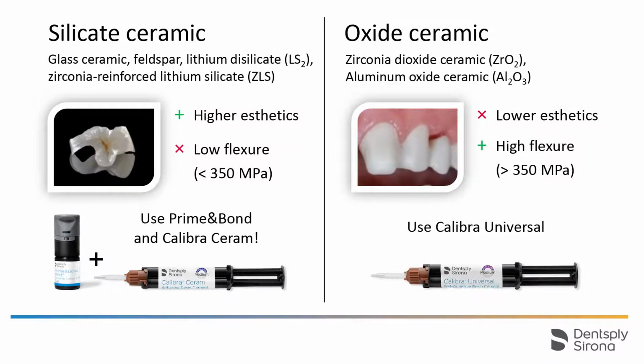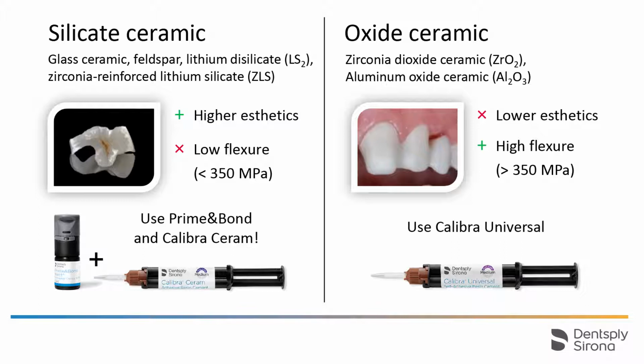Oxide ceramics, in contrast, are exceptionally fracture resistant and thus are used as a base material for FPD frameworks. They don't require any additional stabilization from a resin cement. However, they are relatively opaque and integrate less effectively in the surrounding tooth structure. The product Zircon, a high-strength zirconia ceramic, is an example of an oxide ceramic from Dentsply Sirona.